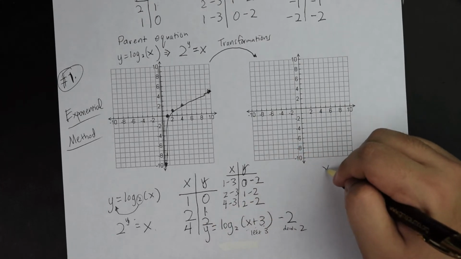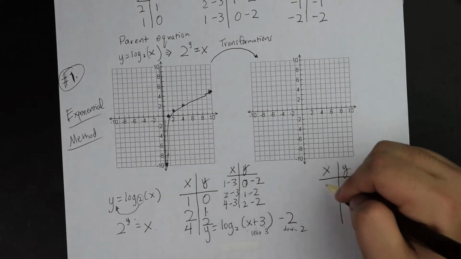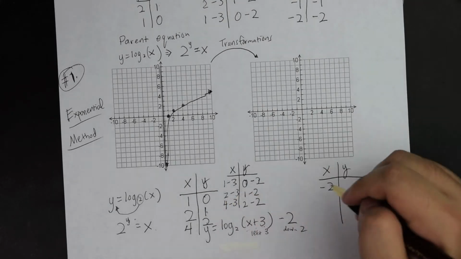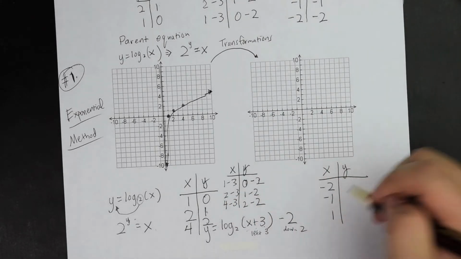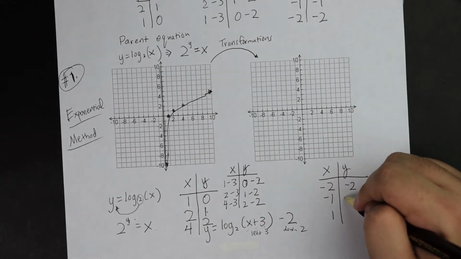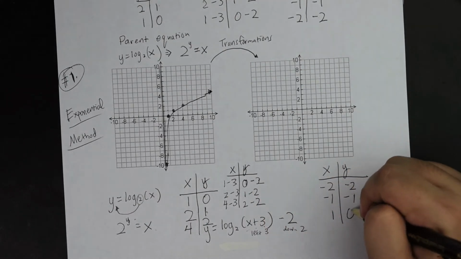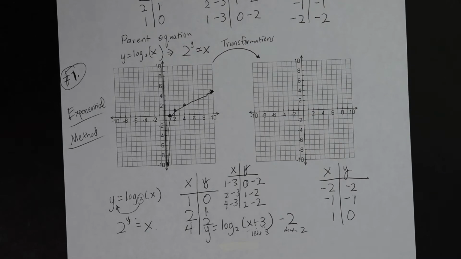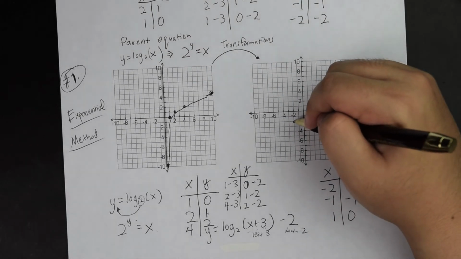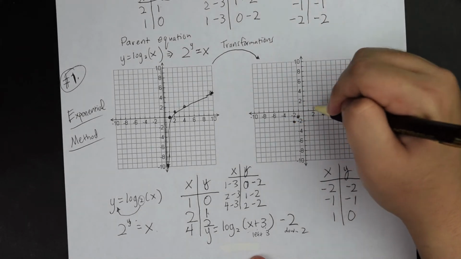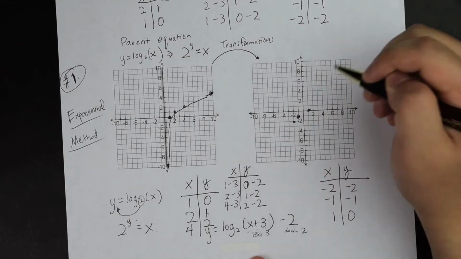And what happens right here after my transformations will be negative 2, negative 1, and 1, and this will be negative 2, negative 1, and 0. Okay? And so all my shifts have happened. So negative 2, negative 2; negative 1, negative 1; 1, 0. So these are my points right here.